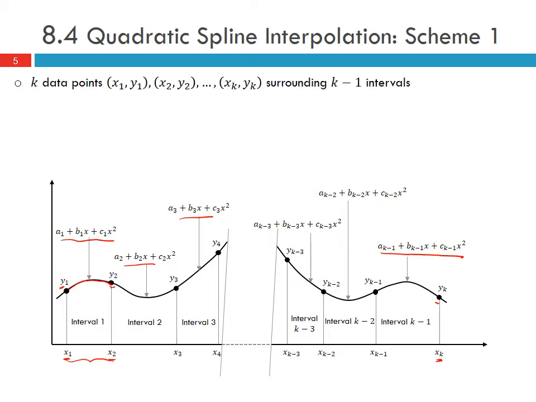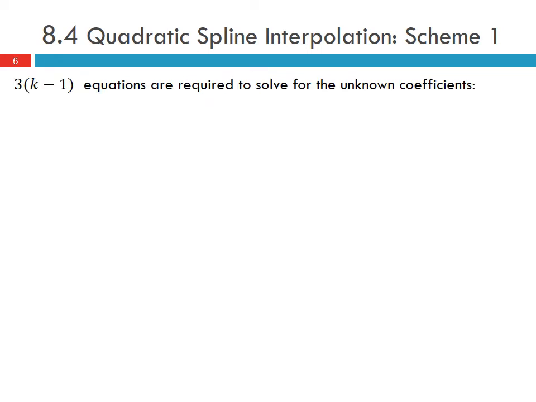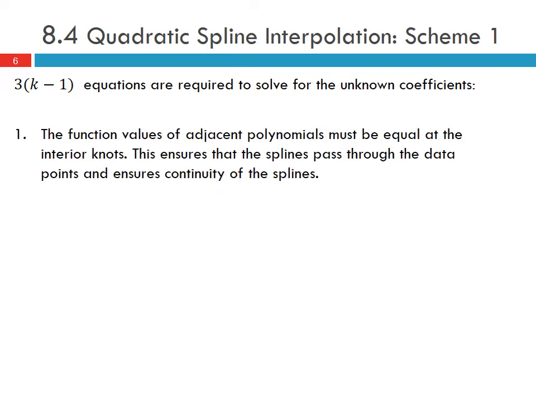So the k data points surround k-1 intervals. On each interval i, there is a parabola, s_i(x) = a_i + b_i x + c_i x², with three unknowns a_i, b_i, and c_i. So the number of unknowns is 3 unknowns per interval times k-1 intervals, so 3(k-1) unknowns. With 3(k-1) unknowns, we need 3(k-1) equations to solve for our unknown coefficients, and we can get these by specifying a number of conditions.